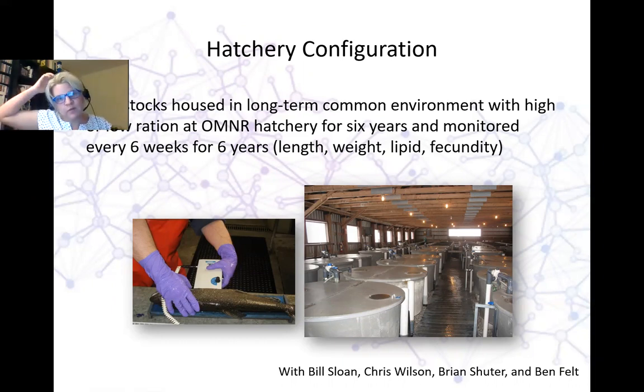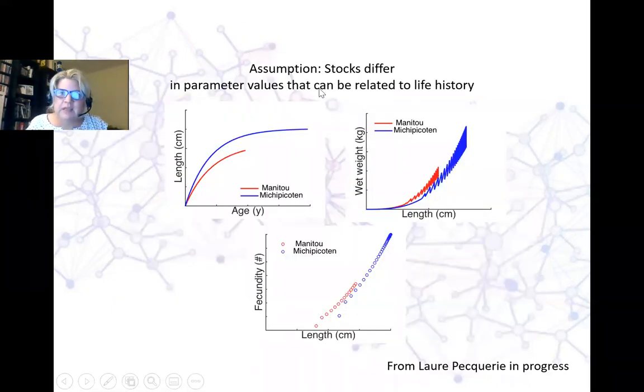All right, and so some of the early DEB modeling of this species, we're making this assumption that the stocks are going to differ in parameter values that can be related to life history, because we were seeing changes within these stocks based on the DEB modeling that seemed to fit with their life history. Like the Manitous are short-lived, Michipicotens are long-lived, and then the fecundity changes as well. And so we want to keep exploring this a little bit more to relate those.